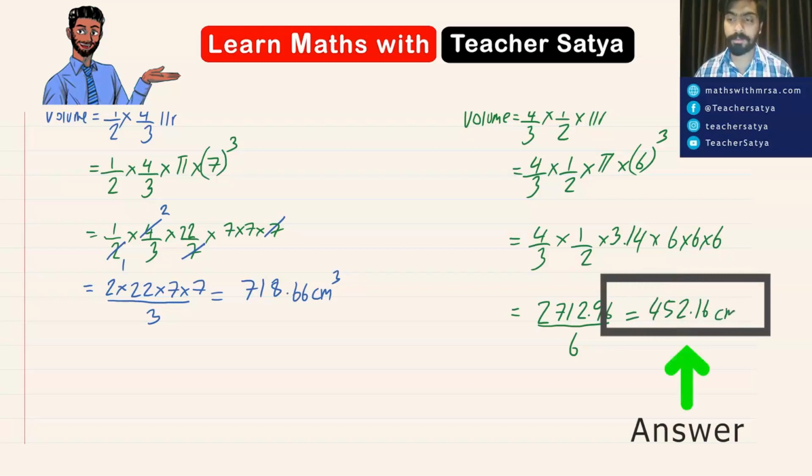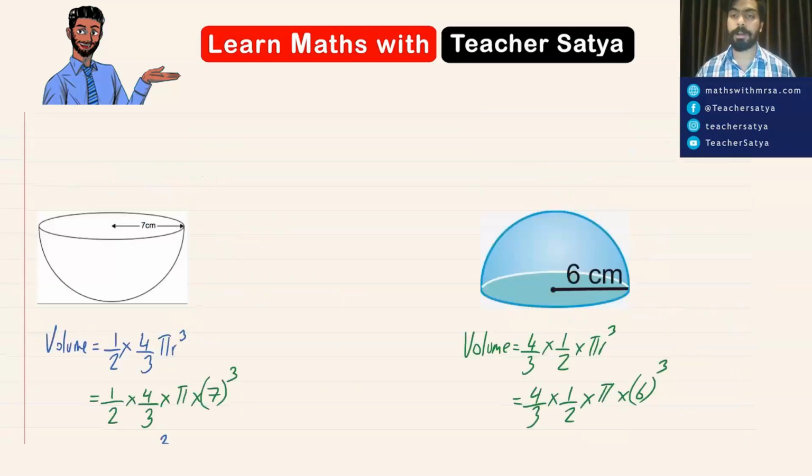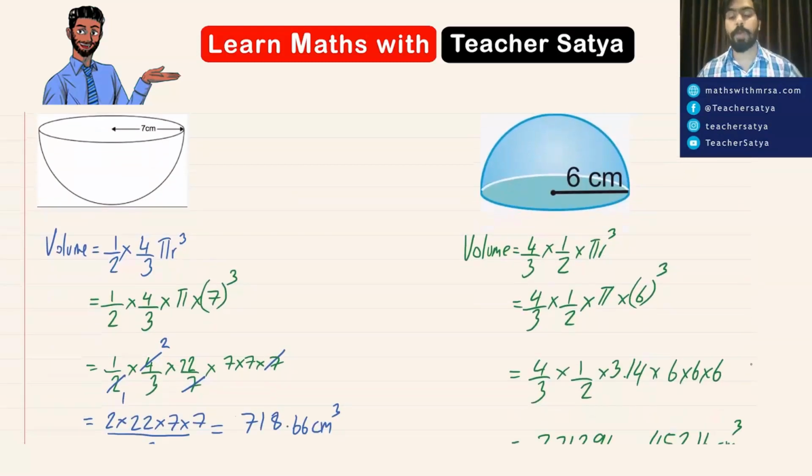452.16 centimeter cube. Alright guys, so depending on the question you can take the value of pi as 22/7 or 3.14 unless it is stated in the question. And that is how you would find the volume of a hemisphere guys.